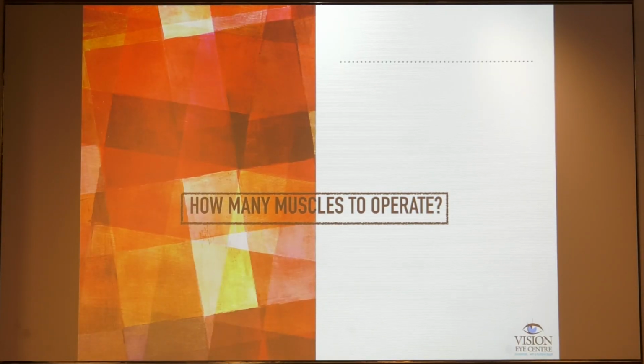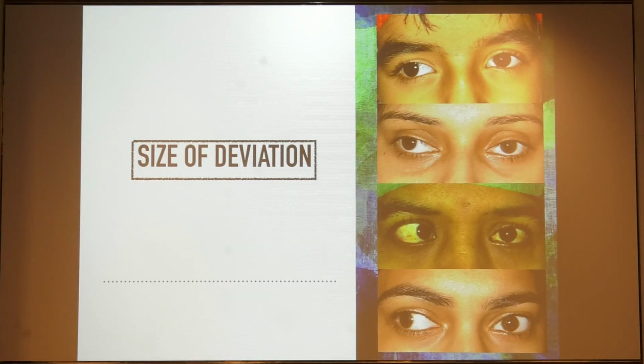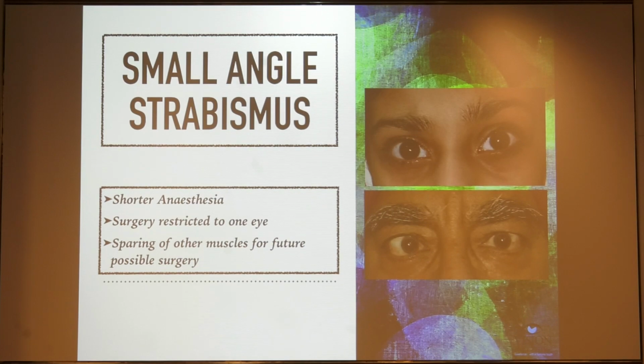So the next thing is how many muscles to operate. This depends on the preoperative size of deviation. For small angle strabismus, some surgeons prefer to do a single muscle surgery while others do 2 muscle surgery. The benefit of single muscle surgery is that there is shorter anesthesia time, there is reduced risk of surgery, and because only one muscle is operated, the other muscles are left for doing a later surgery.